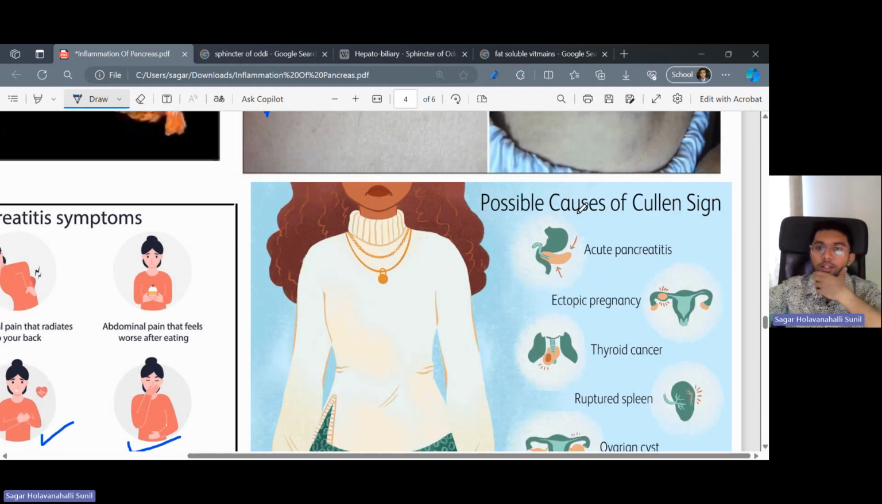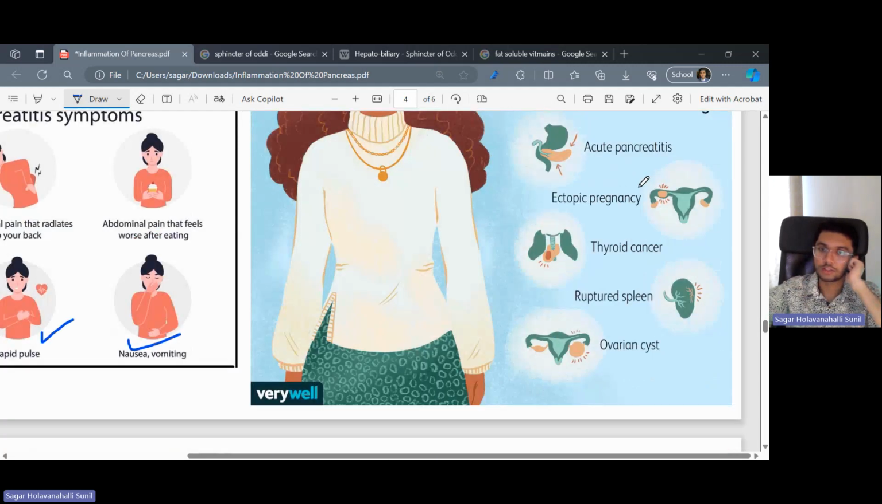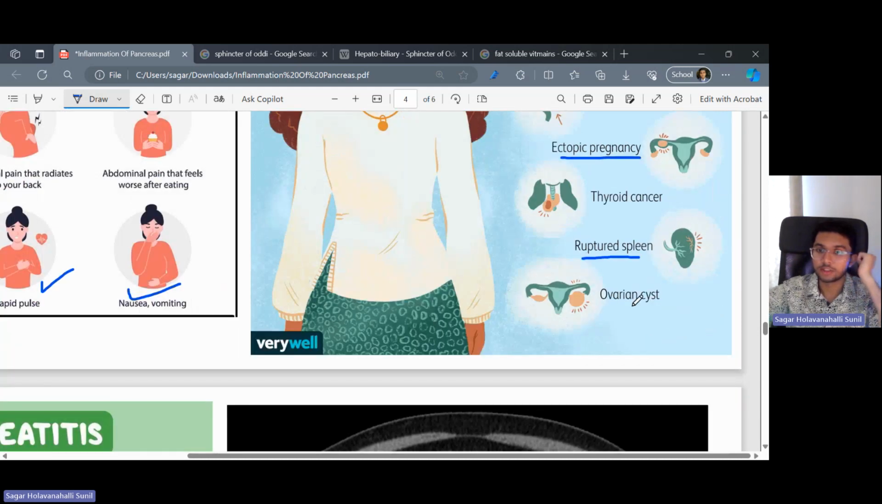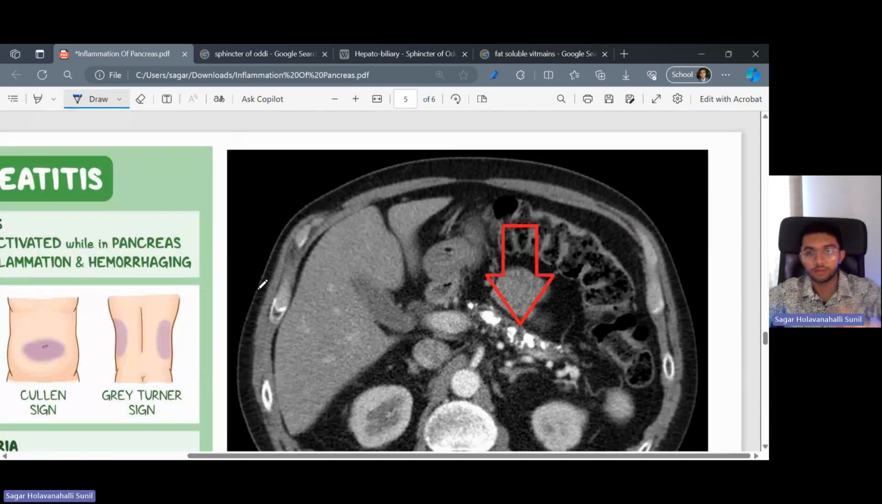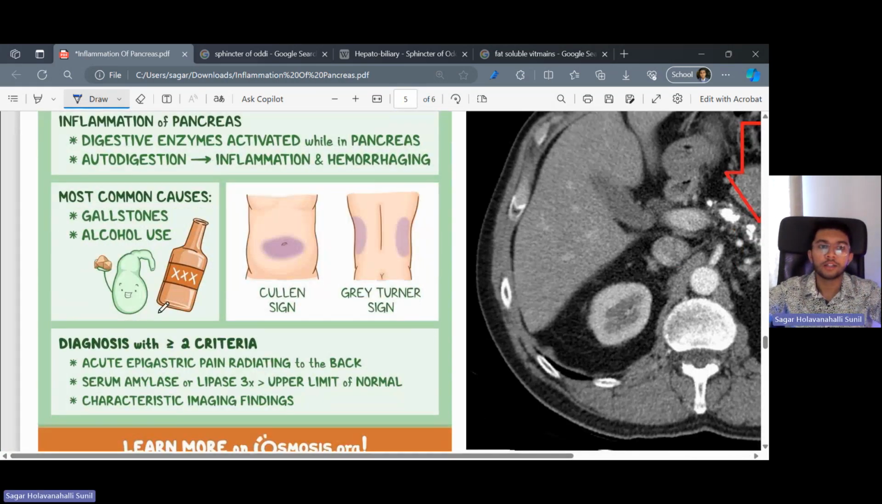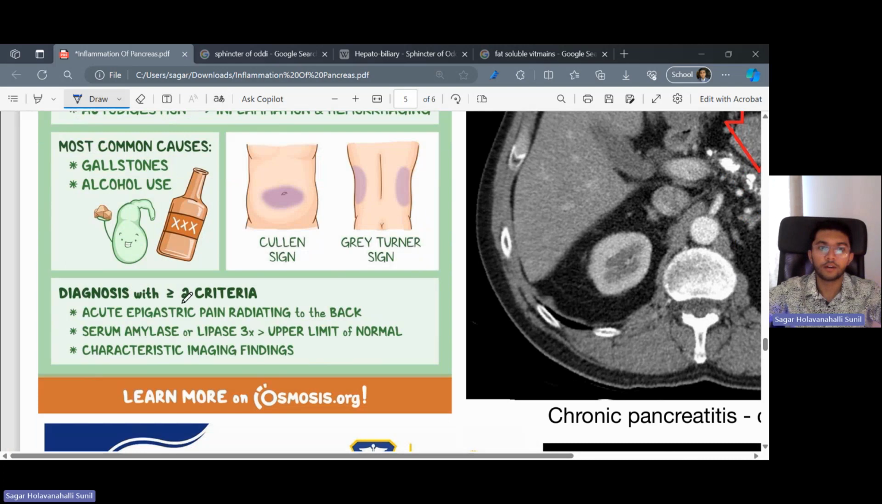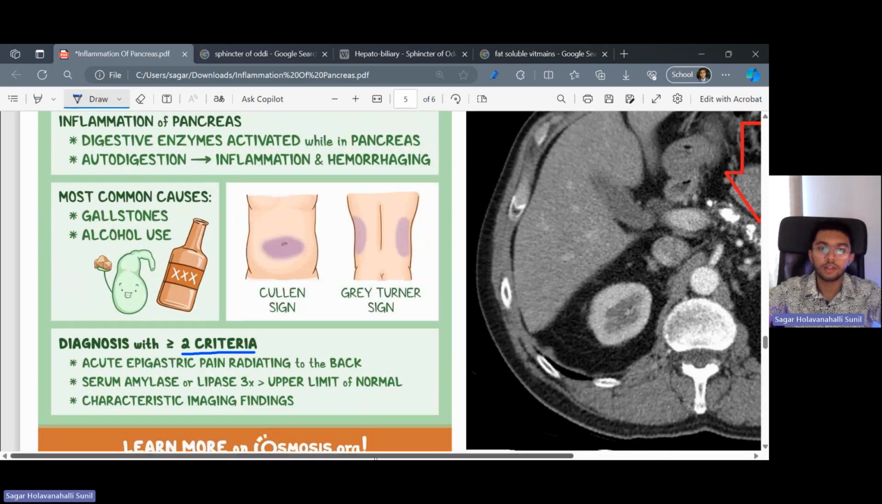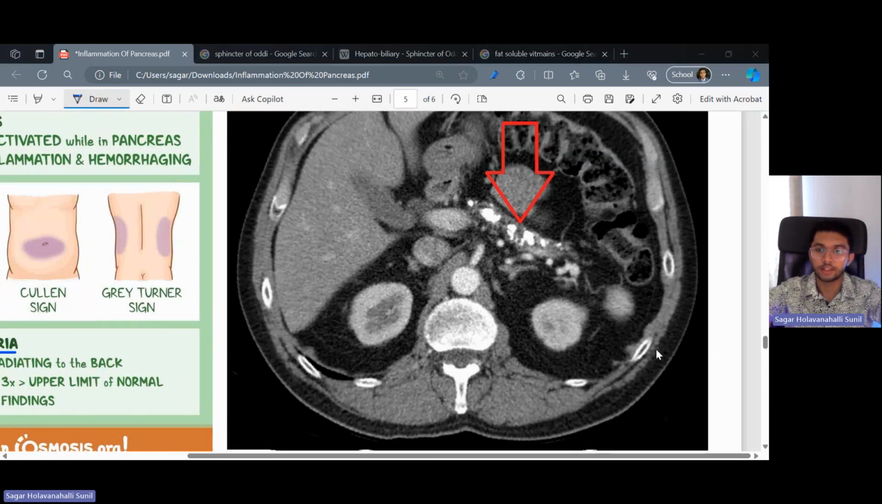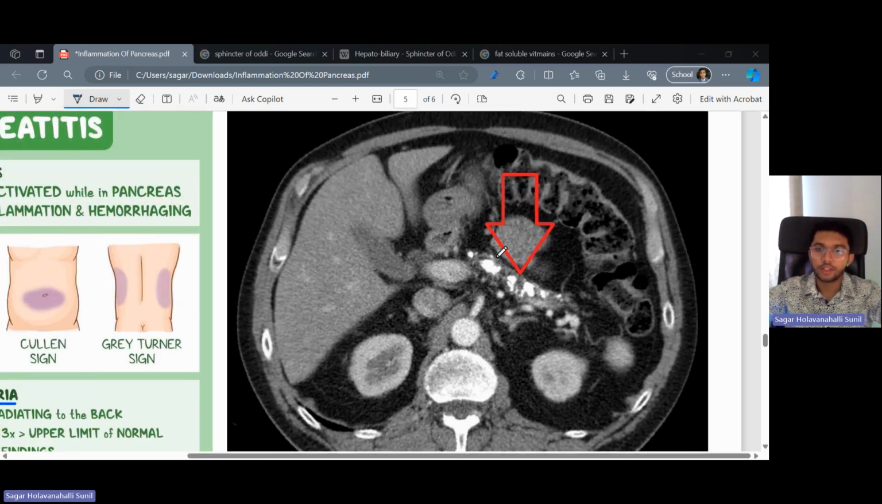Other possible causes for differential diagnosis, in the case of women at least, can be ectopic pregnancy, ruptured spleen, and ovarian cysts. And again, this is some more information. You have criteria as well for diagnosing. You can check serum amylase, serum lipase, and serum immunoreactive trypsin. And if you do imaging, a CT scan here is the gold standard, by the way, for acute pancreatitis.